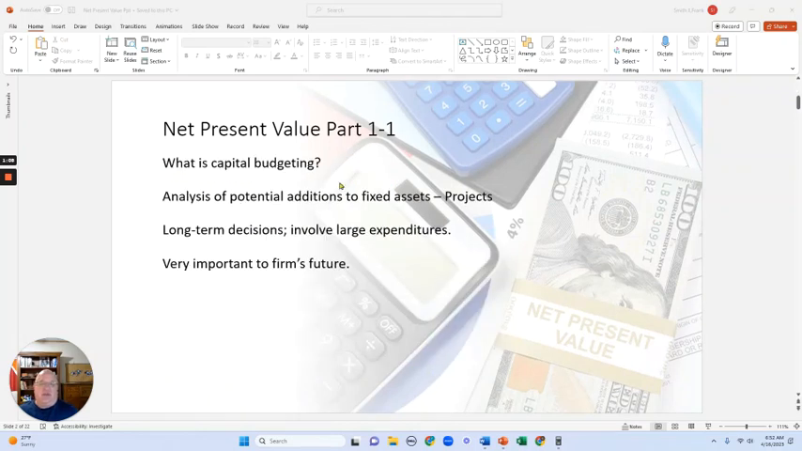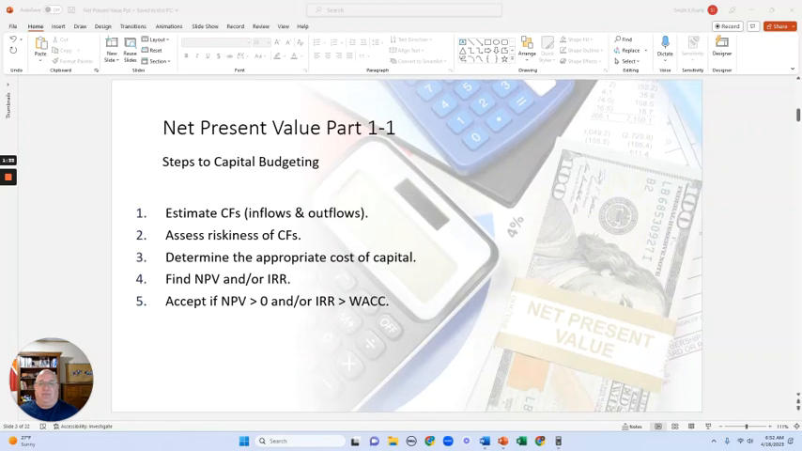So anyway, the first question is, what is capital budgeting? It's the analysis of potential additions to fixed assets, also known as projects. They are long-term decisions, which is why they're very important for the firm. And they also many times involve large expenditures. So we have to put the numbers together in a way that is realistic so the firm can see if this might work or not. It's very, very important to any given firm's future. All of them do it one way or another.